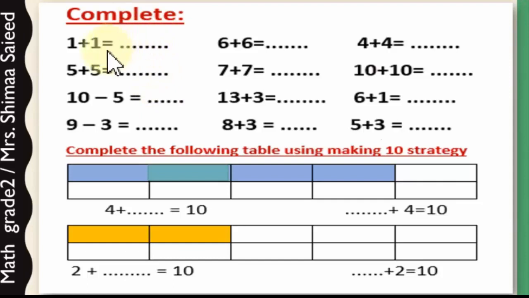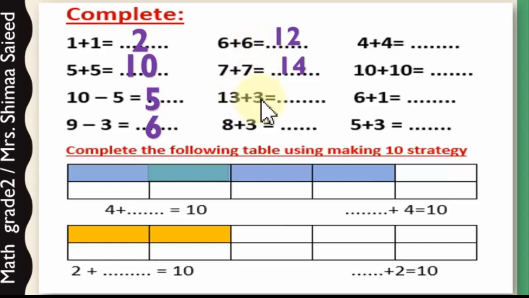Now complete. 1 plus 1 equals 2. 5 plus 5 equals 10. Double of number 5. Double of number 1. Double of number 6. 6 plus 6 equals 12. But 10 minus 5 equals 5. 9 minus 3 equals 6. 6 plus 6 equals 12. 7 plus 7 equals 14.